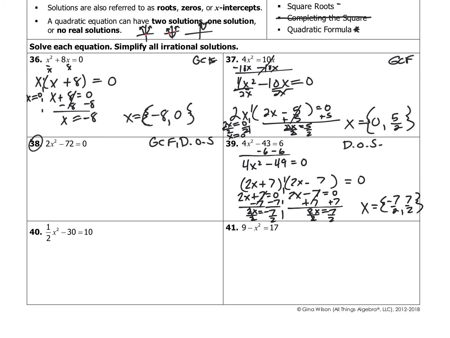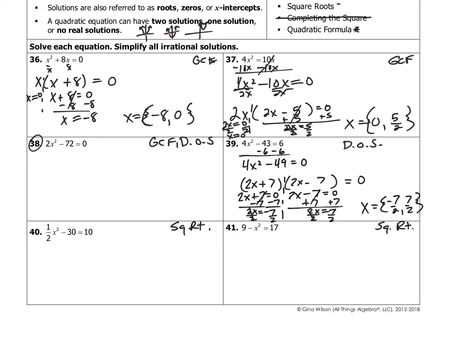All right, 40 and 41, these are both square roots. So square root problems also do not have a b, so they're similar to differences of squares in that sense. But it's pretty clear because their factors, or their coefficients, are not perfect squares.